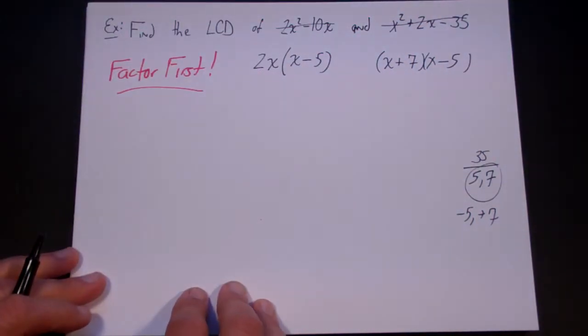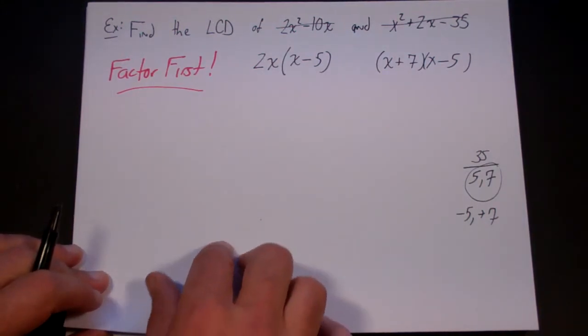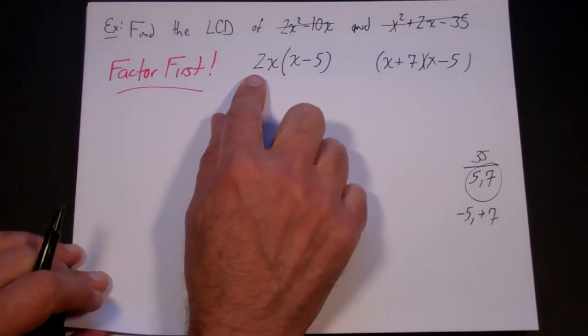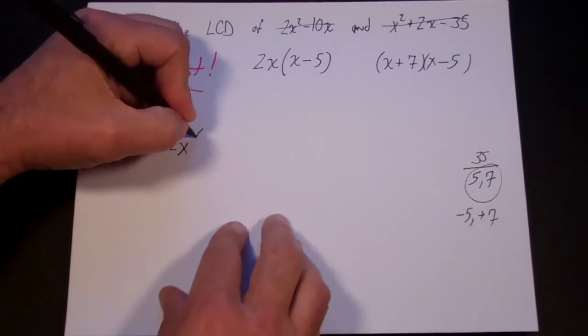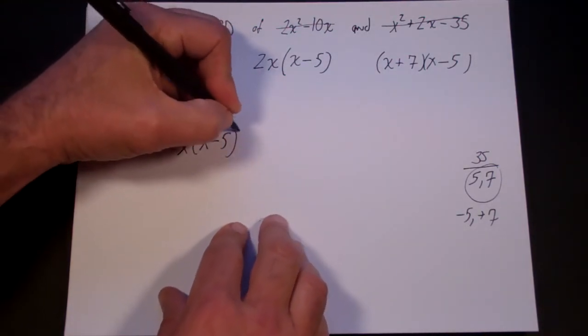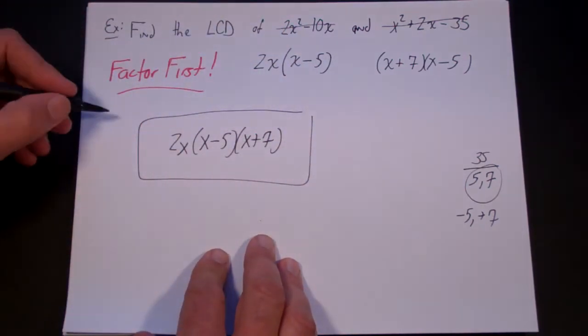Once you factor those two, what you do is you write down every term that shows up. Now, when you have the terms that are just multiplied, that's a 2x, an x minus 5 shows up, and an x plus 7 shows up, and that's going to be your LCD.